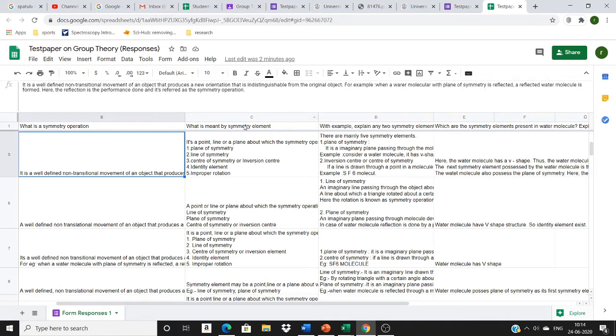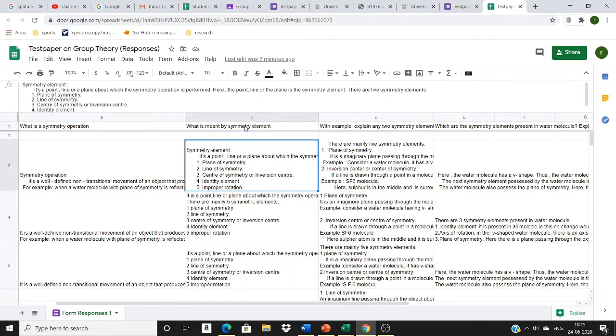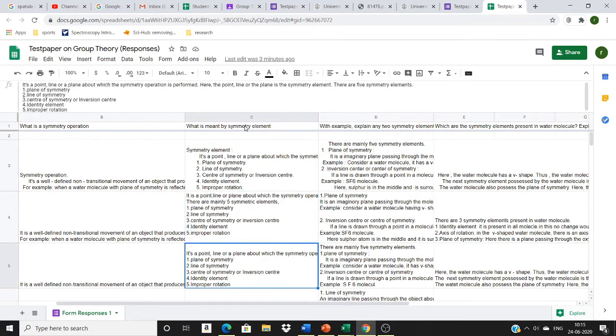Next question is, what is meant by symmetry element? Okay, what is a symmetry element? The symmetry element is a point, line you can write line, or it's an axis. So what is most important is it's an imaginary point, plane or an axis about which the symmetry operation is performed. Here also we have the same answers, exactly the same wordings.